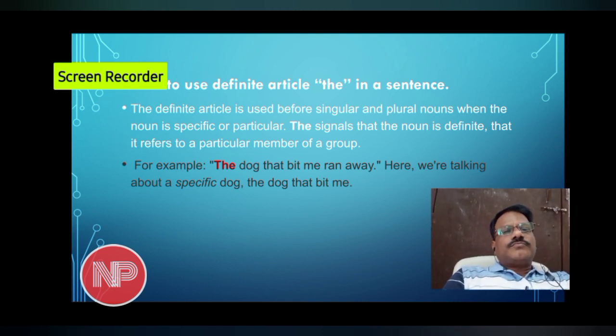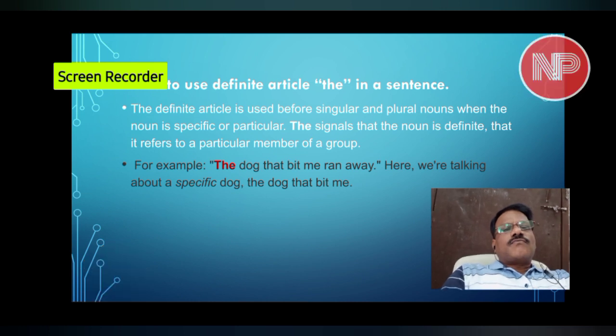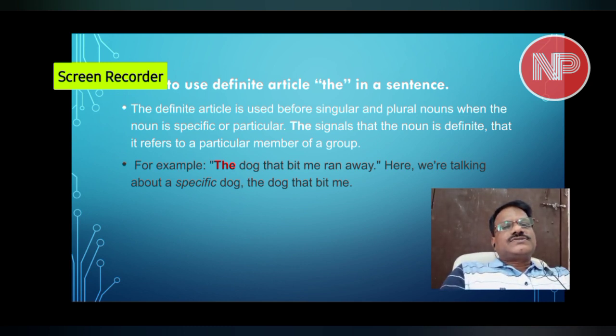When you want to mention a particular thing in a specific manner, then the article the, that is the definite article, is used in a sentence. And it is always used before singular or plural nouns. Any article is always used before a noun. So let's see.